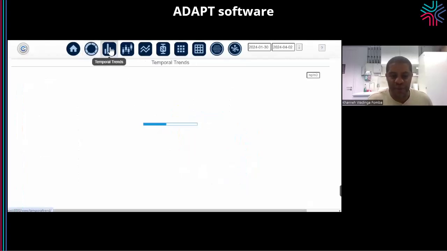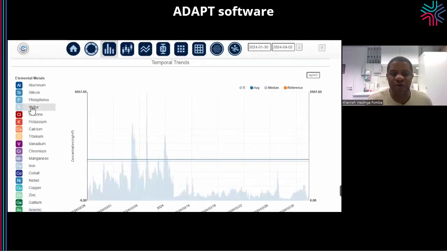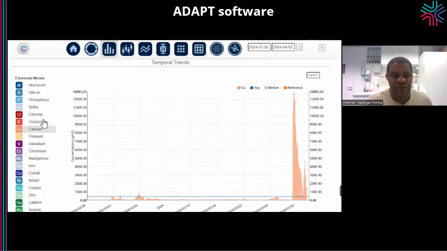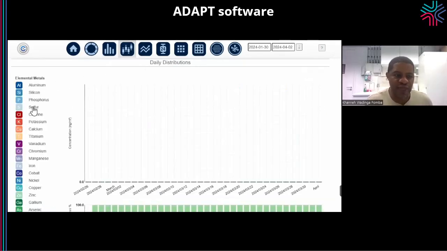You can go into the temporal trends to see how each of these elements varied over time. Here, I can look at sulfur. You can see how sulfur concentrations change with time. You had high concentrations during this period and then lower concentrations during this period. You can do the same for calcium. You can do the same for silicon. You can also go into daily distributions of the elements.